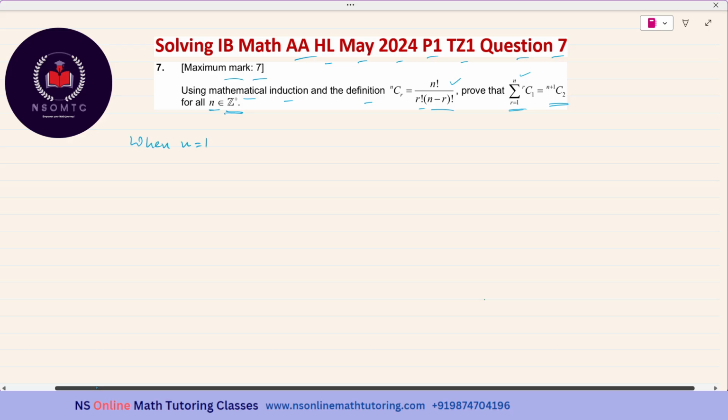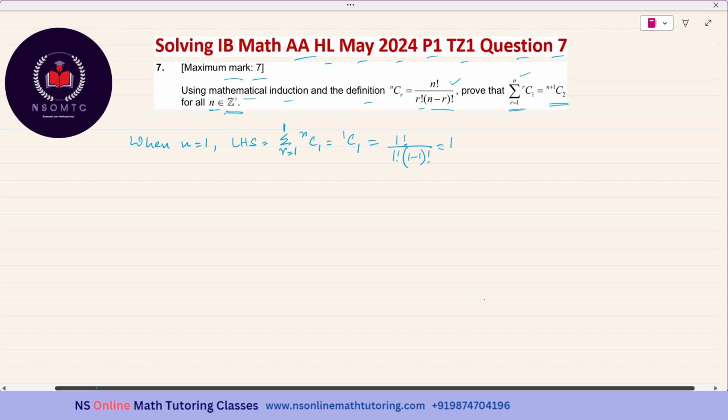n is equal to 1, left hand side is equal to sigma r equal to 1 to 1, rC1, which is equal to 1C1. Because the last value of r is also equal to 1, there will be only a single term, 1C1, which is equal to 1 factorial over 1 factorial times 1 minus 1, that is 0 factorial, and 0 factorial is 1. So this is equal to 1.